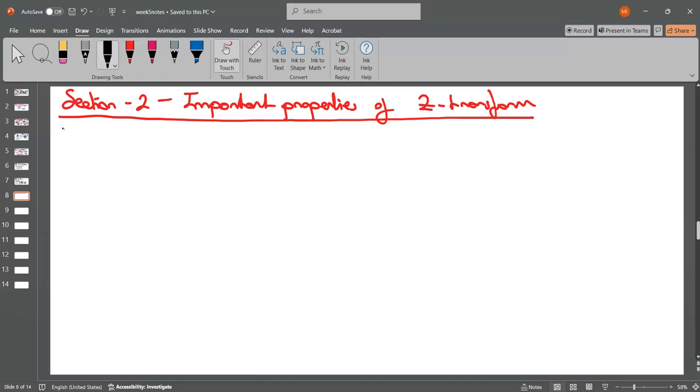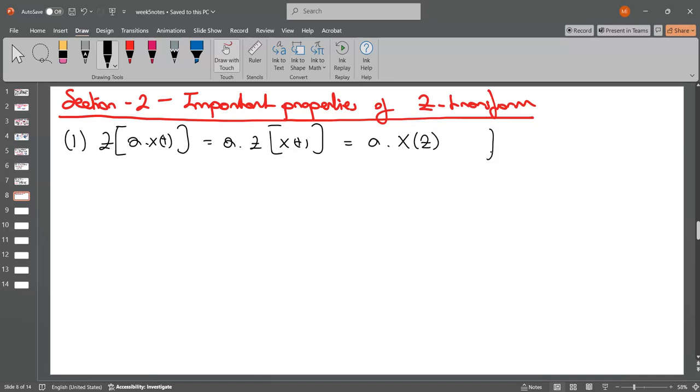First of all, the Z transform of A times x(t) can be written as A times the Z transform of x(t), or A times X(z). Okay? This is the multiplication theorem. We can multiply every transform here by a constant, and so if this is constant we can easily take the Z transform.